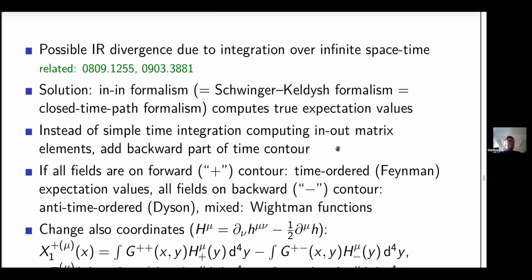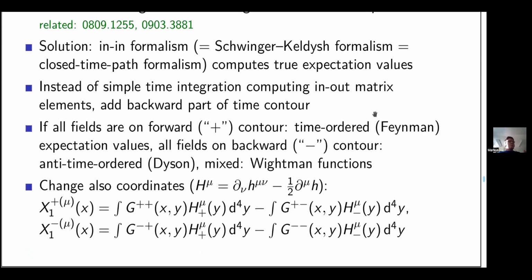So what you have to do is basically, instead of just integrating in time forward, the so-called in-out formalism, where you just compute matrix elements, you add some backwards part. So you compute forward in time and then back. And so basically you have a doubling of fields. So instead of just one metric perturbation H, you have two, the plus and the minus one. One is on the forward contour, one on the backward contour. If everything is on the forward contour, you get time-ordered expectation values. If they're all on the backward contour, you get anti-time ordered or Dyson. If they are mixed, you get some Wightman functions.